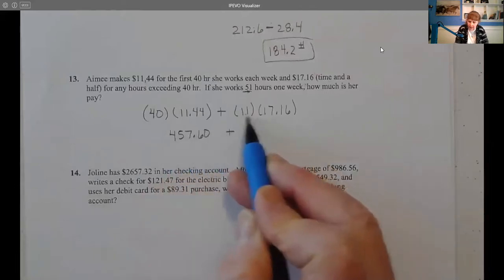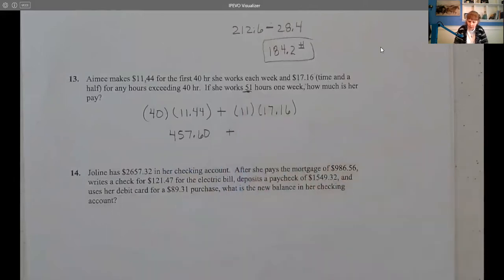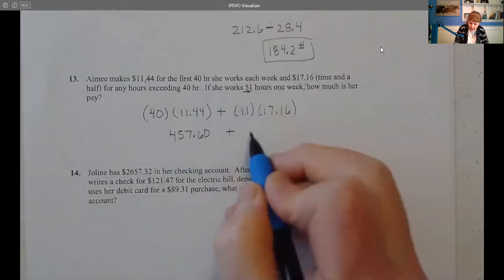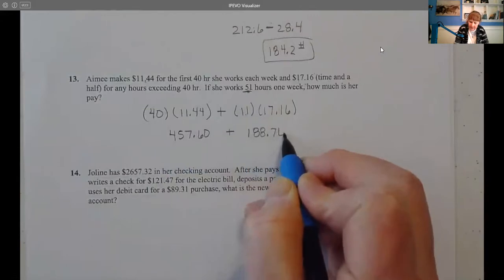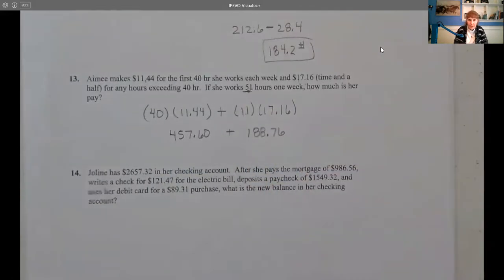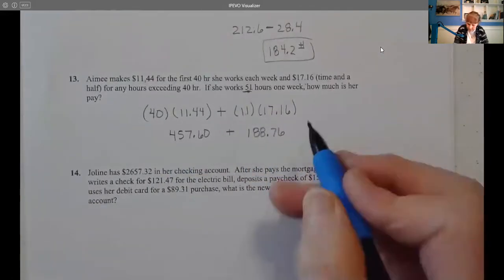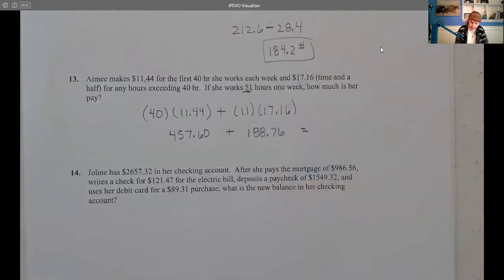Then she worked 11 hours overtime. That's how many hours it was over the 40. This minus 40. So 11 times, and you're making more. She made $188.76 overtime. So what did she make? Add those two together.